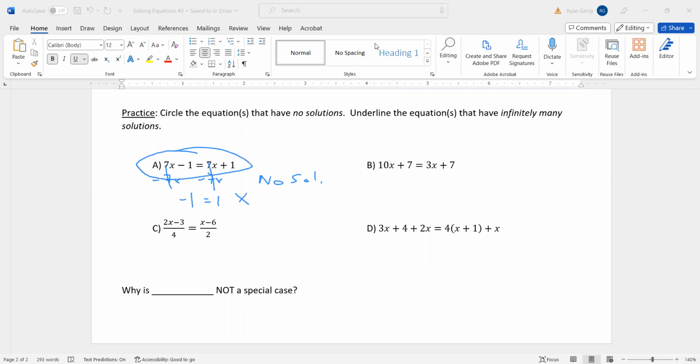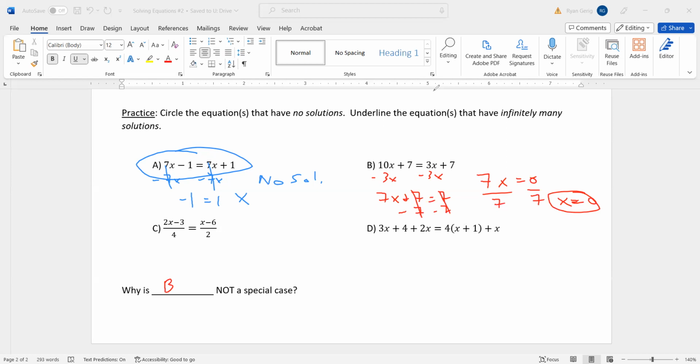Next one, subtract 3x. 10x minus 3x is 7x plus 7 equals 7. Subtract 7. I get 7x equals 0. Divide by 7, I get x equals 0. Now, a lot of people think that that's a special case. It's not. x has a value. x equals 0. The variable didn't cancel here. This is not a special case. So I'm going to go ahead and answer that down here at the bottom. B is not a special case because the variable didn't cancel. What makes these special cases is the fact that the variables cancel.